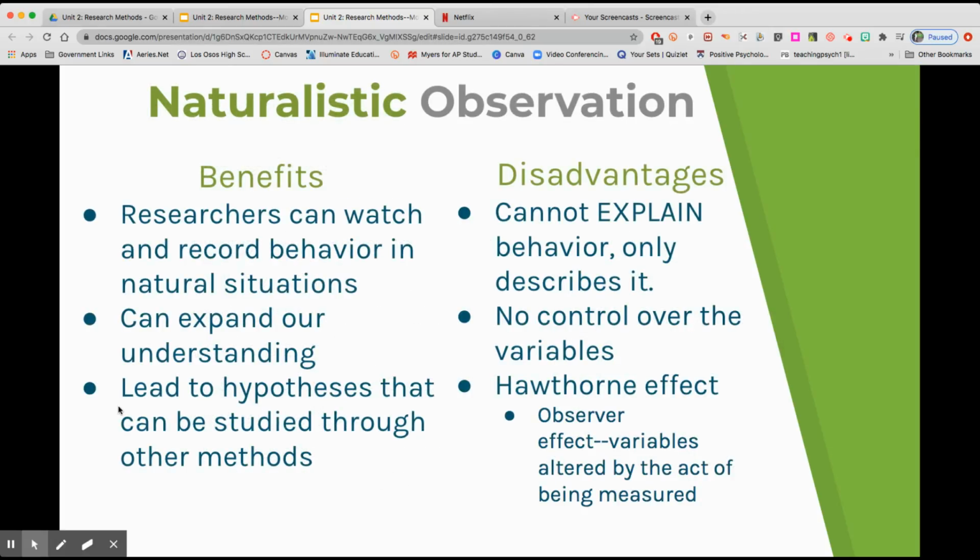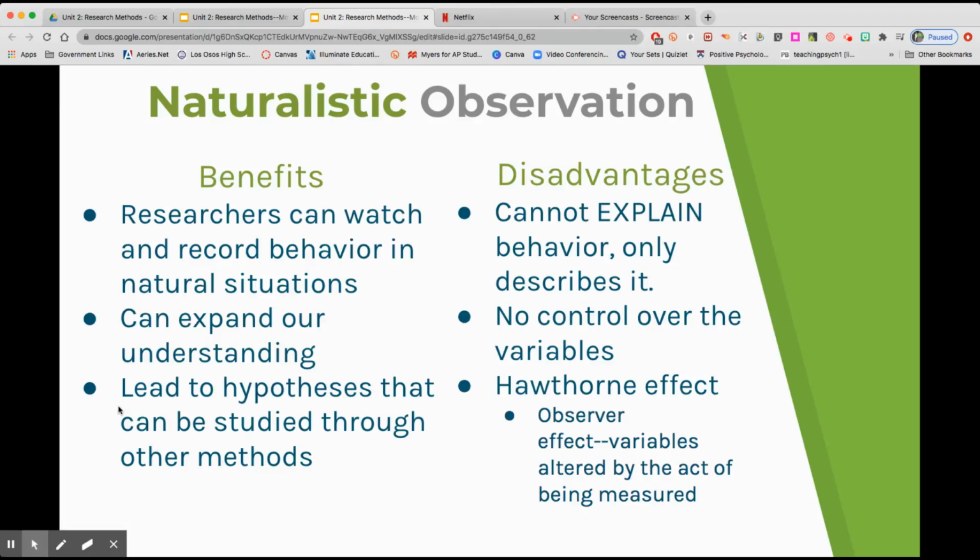So some of the benefits, and feel free to shorten these, okay? Some of the benefits is, again, people can watch and record behavior in natural situations, so you're more likely to get that real behavior. It can help to expand our understanding of certain ideas, and it can help lead to hypotheses that can be further studied through other methods, perhaps an experiment or a correlational study.